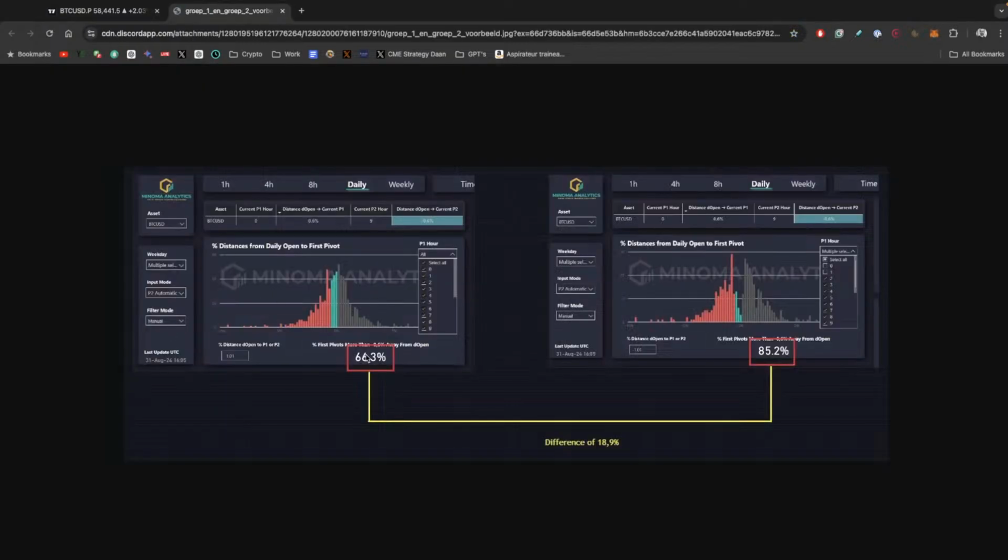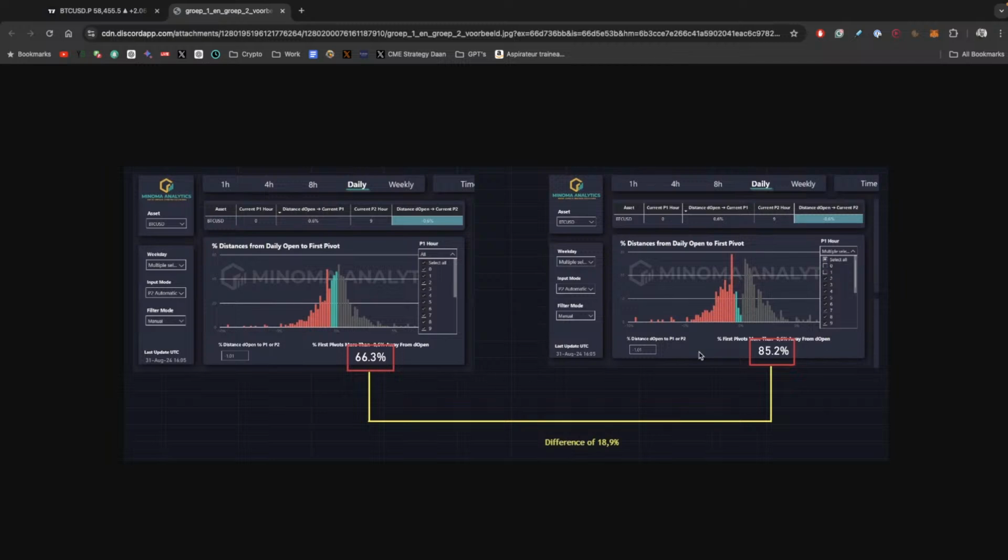So here is one more example where you have 66.3% with all hours selected and 85.2% with hour 0 and 1 unselected, right? So this indicates a lower probability of P1 holding, or at least less confidence. And that's simply because if you have these unselected, you remove a lot of the assets or a lot of the days that put in the P1 close to the daily open.